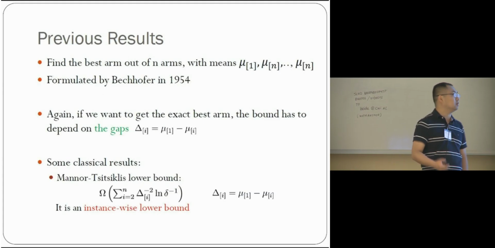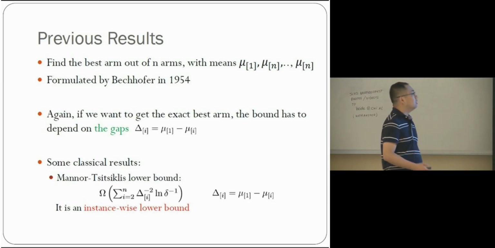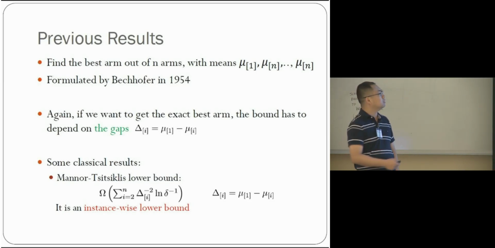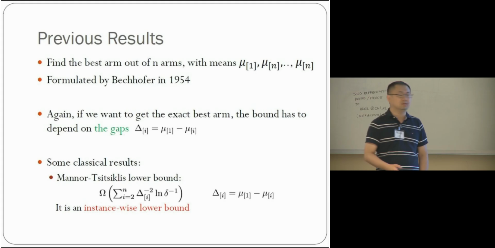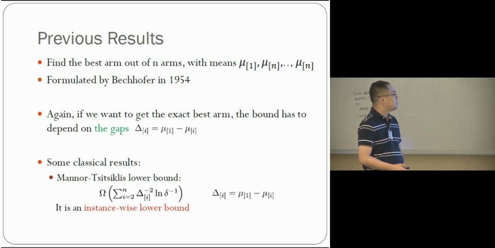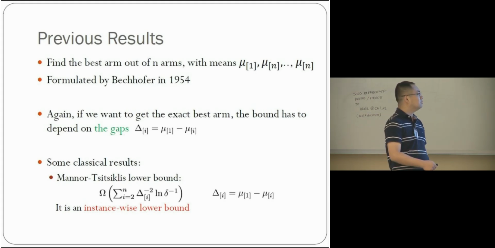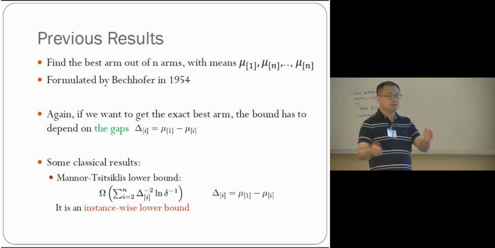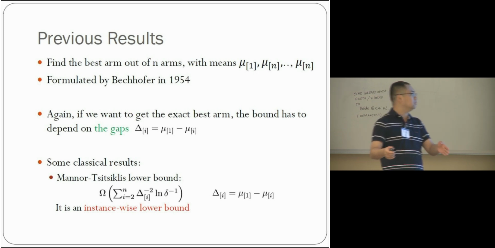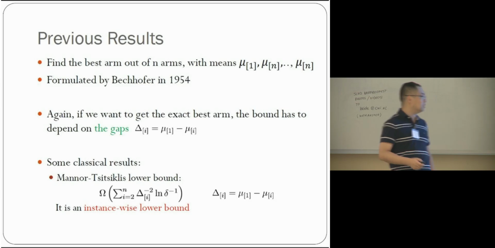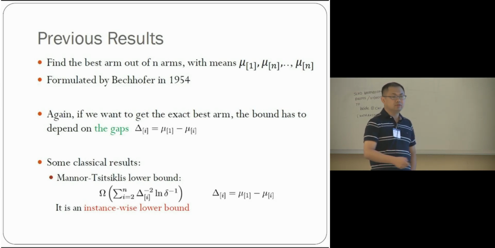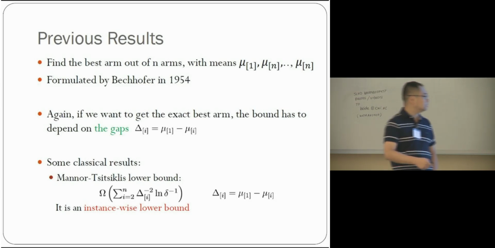Okay, so let's come back to the more general problem. We have n arms, and we want to find the best arm. This problem was formulated very early, in the 1950s. Let's define the gap of arm i to be the difference between the largest mean and the mean of the ith arm. And let's review some classical results on this problem.